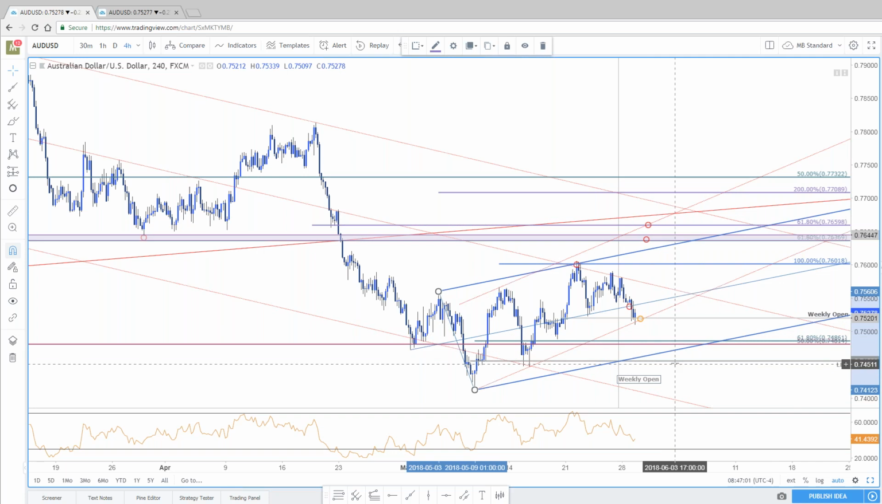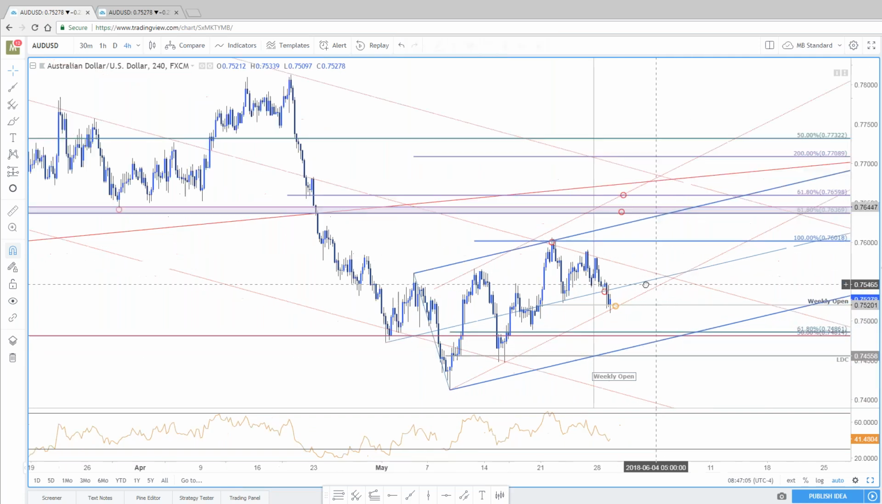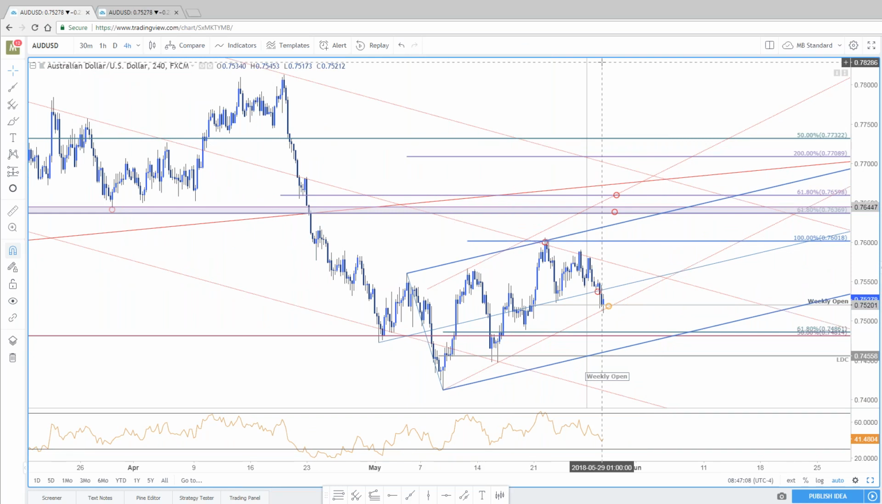I wouldn't be doing anything here if it breaks. You'd need to see some sort of strong reaction before you start to attack this on the long side. Dollar's just ripping. So we don't want to stand in front of a freight train per se with a stop sign, right?